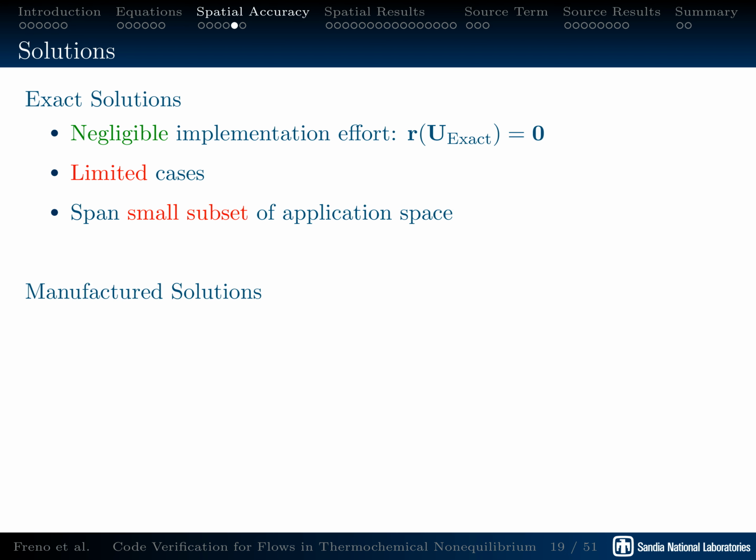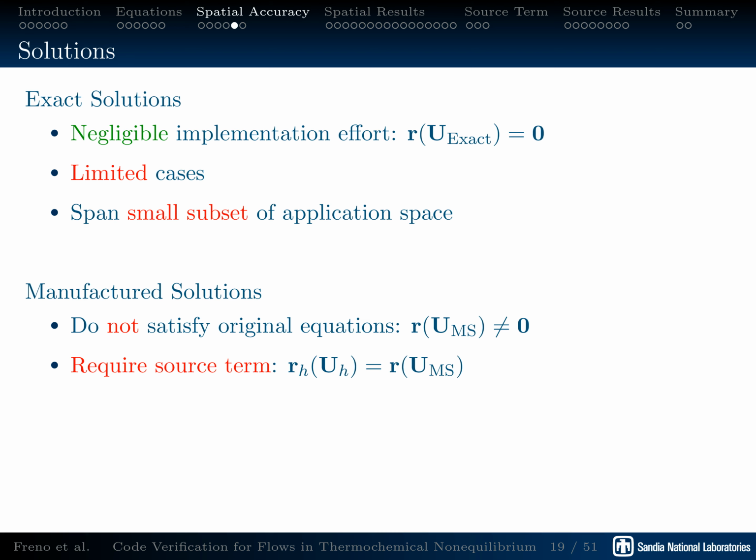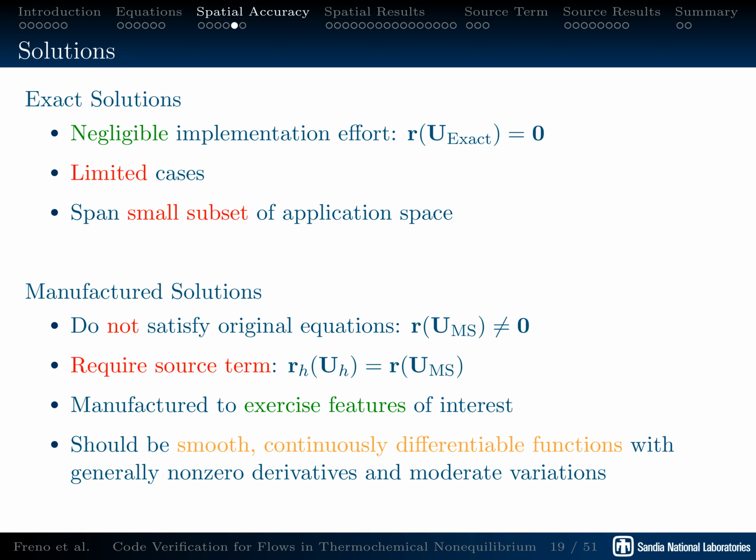On the other hand, we can manufacture solutions. These won't satisfy the original equations, so they do require a source term. However, they can be manufactured to exercise features of interest. They should be smooth, continuously differentiable functions with generally non-zero derivatives and moderate variations.